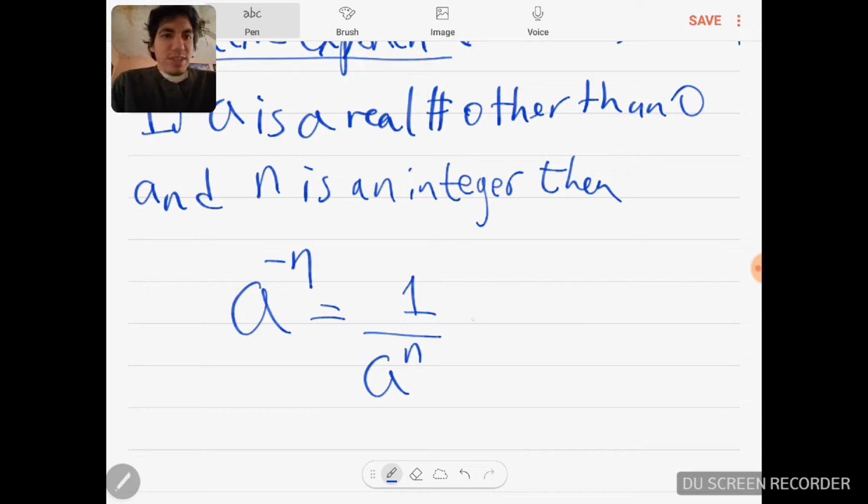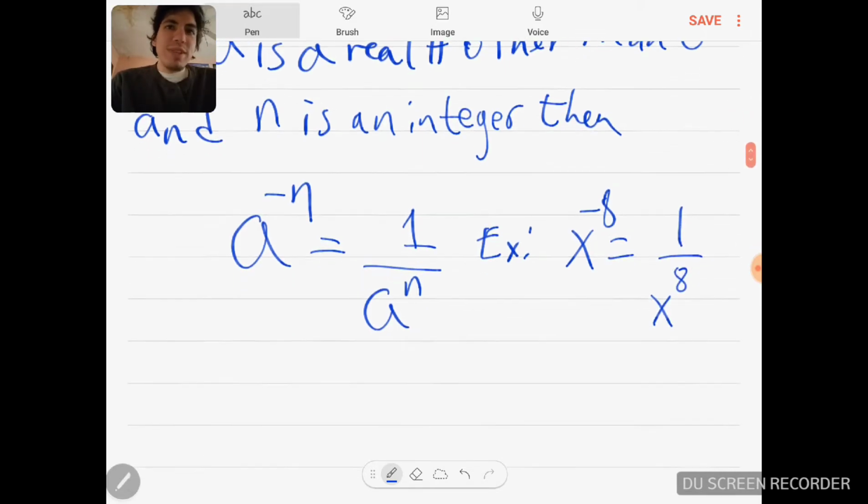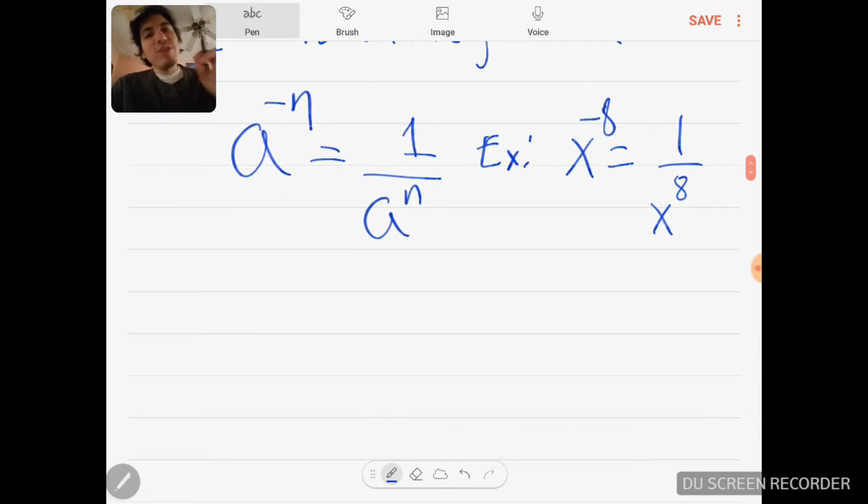So basically, whenever you have a negative in the exponent, it's just going to go down to the denominator. So if I have x to the negative 8, it's going to be 1 over x to the 8. Generally, we don't like to work with negative exponents. So whenever you have a negative exponent in the numerator, it goes down to the denominator. Then you're probably wondering what happens if it's the opposite.